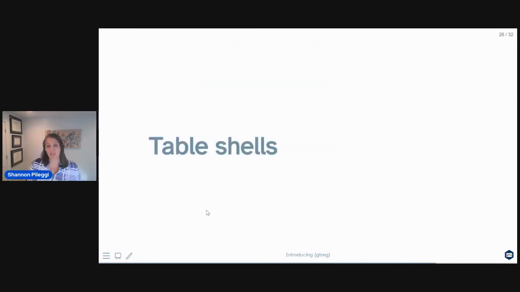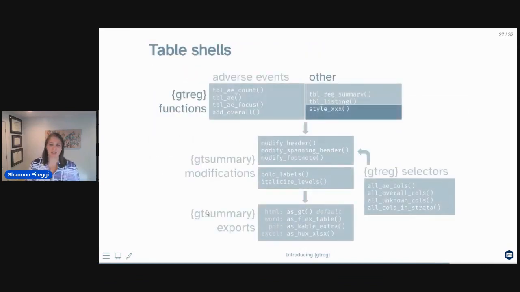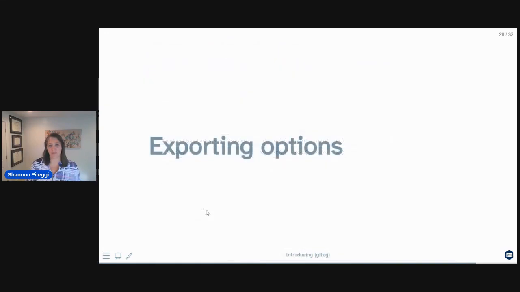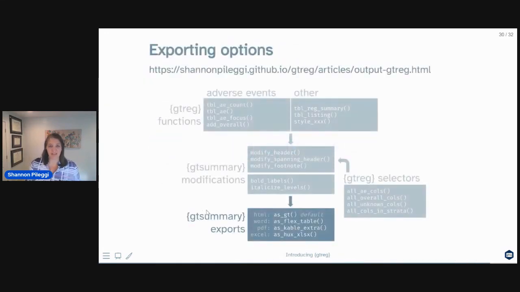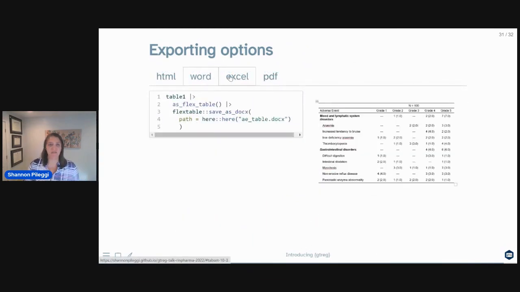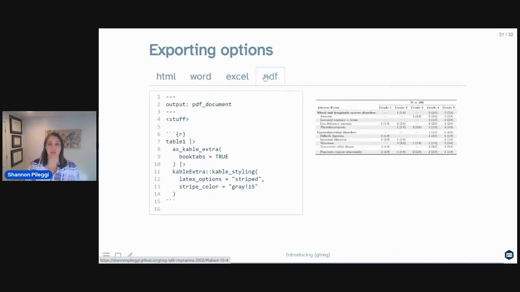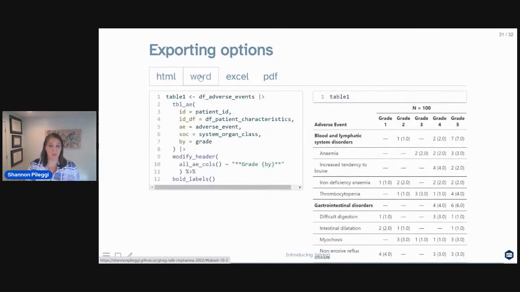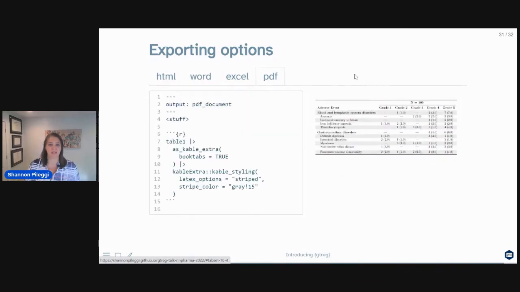We can also create table shells with this package using the style XXX function. And so here you're going to be creating generic table shells based on your table AE or your table reg summary. And you can see more information in our pkgdown articles. Lastly, there's various ways to get these tables back out of R. HTML is the default output format. You can export to Word leveraging flextable, Excel using huxtable, and PDF using kableExtra. And when you go back and forth between these various outputs, for the most part, all of the formatting is retained.